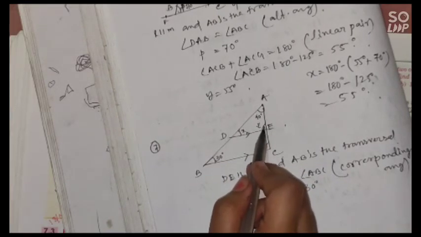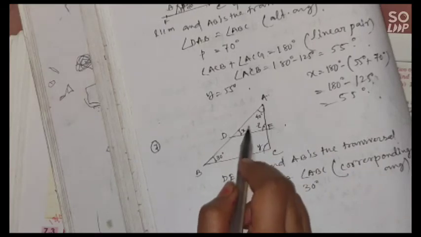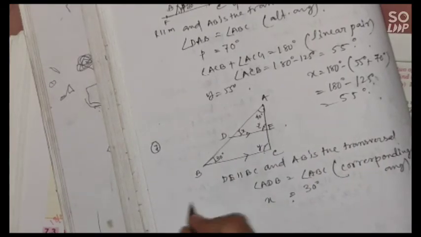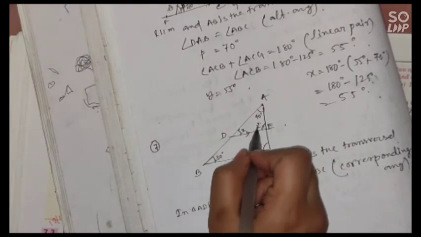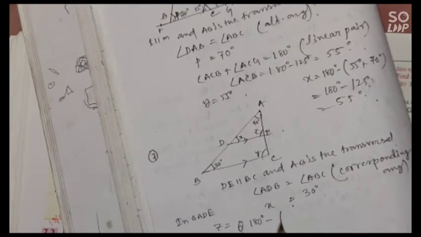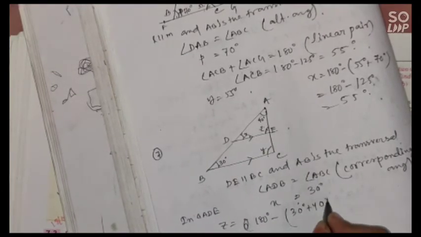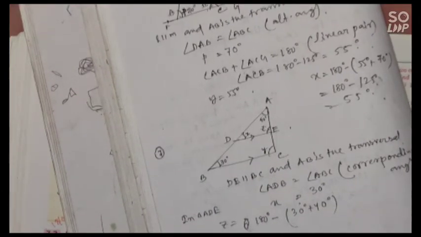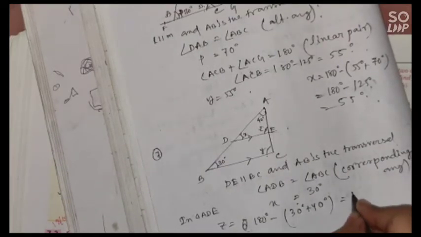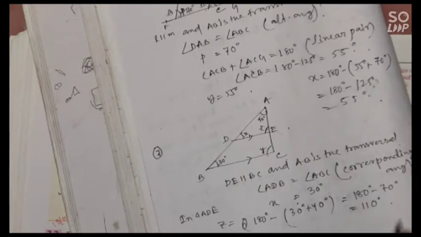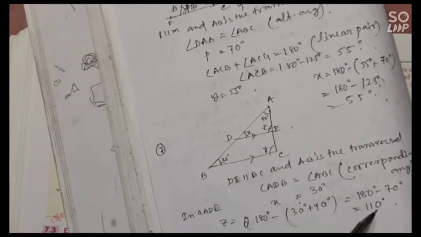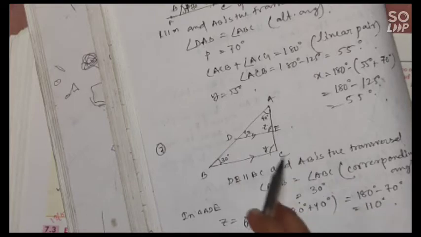So how can you get the value of z? The value of x is 30 degrees. So in triangle ADE, the sum of three angles is 180 degrees. So z equals 180 minus, this value is 30, 30 plus 40. 30 plus 40 is 70, so 180 degrees minus 70 degrees, this value will be 110 degrees. So the value of z is 110 degrees.